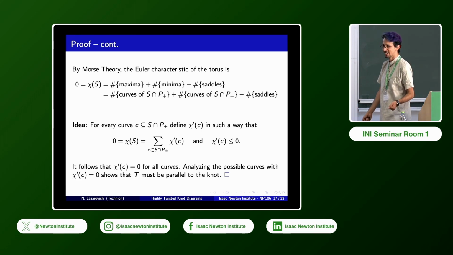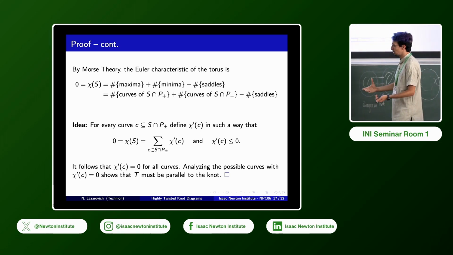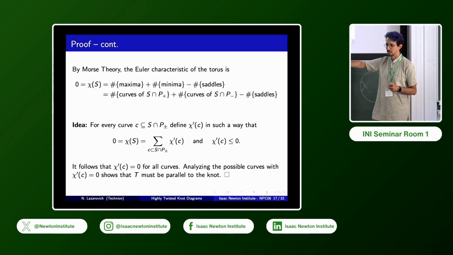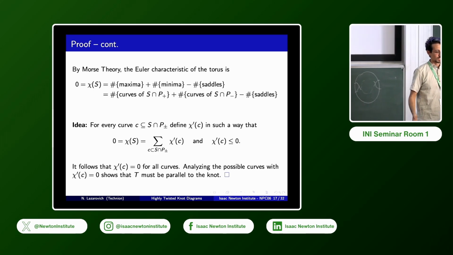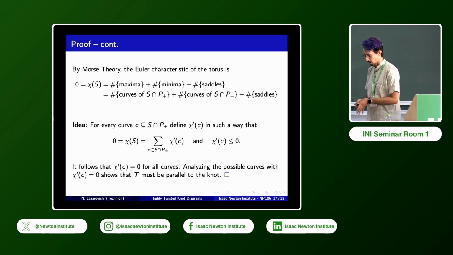It's not fun. But you see that the curves that give you 0 must correspond to a torus that just follows the knot. So this is a trivial torus. And similarly, one does it for any lines.